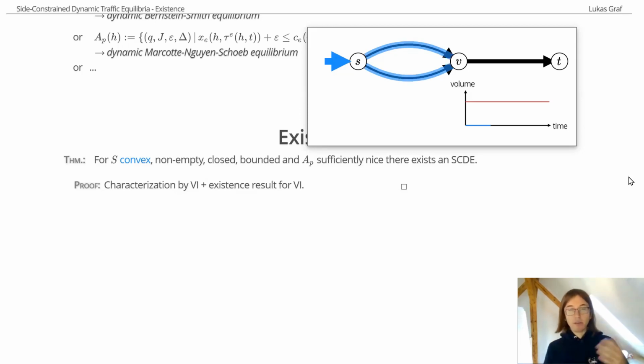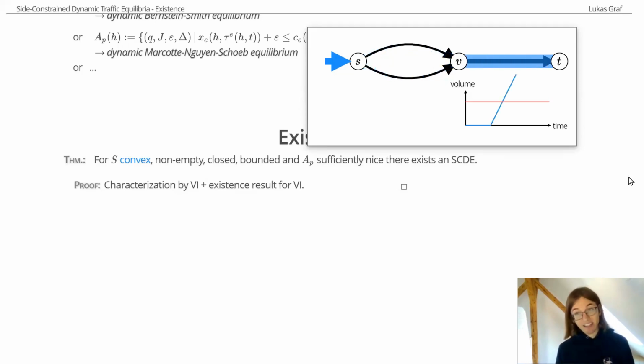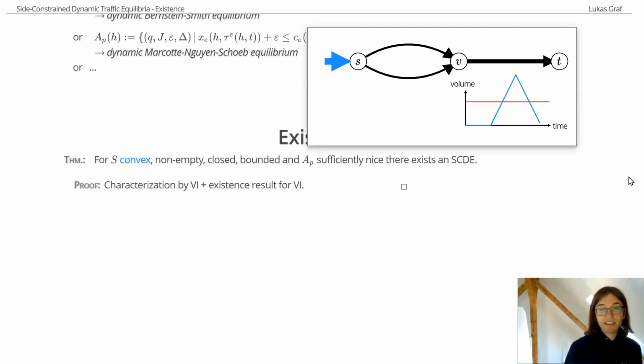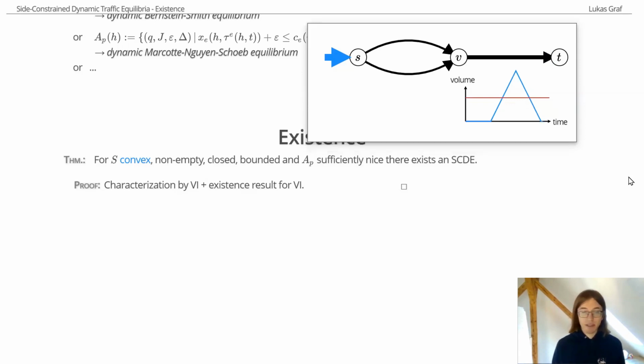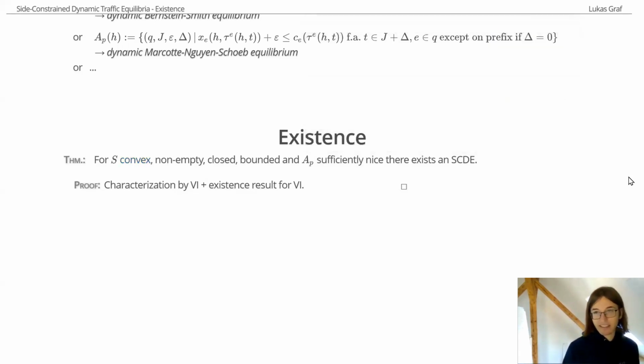If we split the flow between the two paths, then there's less congestion, maybe even no congestion in this case. So flow arrives at the middle node V at a far higher rate, and so it enters the second edge at a higher rate. And this now leads to a violation of the volume constraint. In other words, in this setting here, we see that the set of feasible path inflow rates is non-convex. Right? So we cannot apply our existence theorem even in this very simple setting with volume constraints.